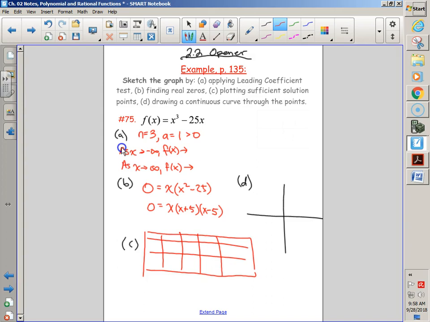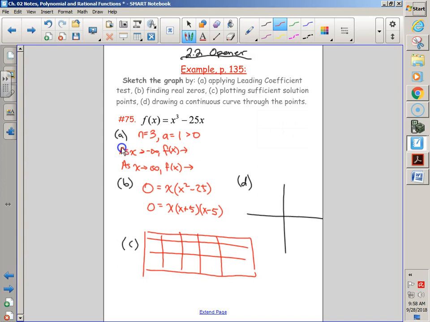Letter A, for the leading coefficient test, why did I say n equals 3 and a equals 1, which is positive? What was I thinking? It's odd, which means opposite. And it's going to start from the bottom and end at the top because it's a normal odd function, right? It's not a negative odd function or reflected. It's a normal one.